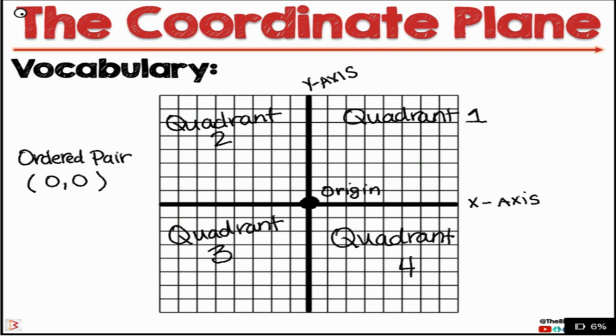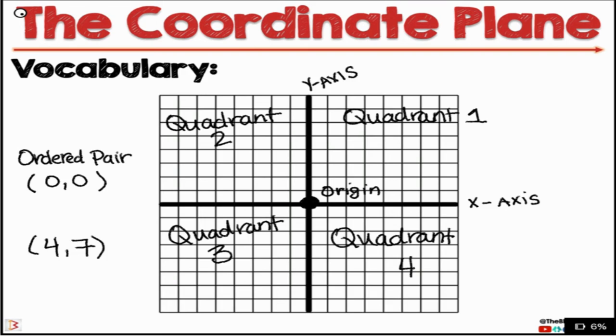For a normal ordered pair, let's say our ordered pair is 4, 7. This ordered pair tells me that from the origin, I'm going to move 4 units in the positive direction on the x-axis, so on our number line, and I'm going to go 7 units in the positive direction on the y-axis on our number line. I'll explain how to plot that in just a second. But that's pretty much all the vocabulary you need about coordinate planes.